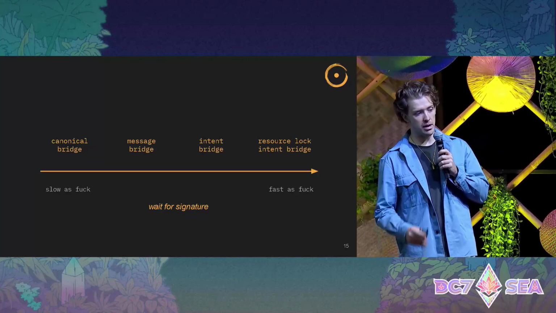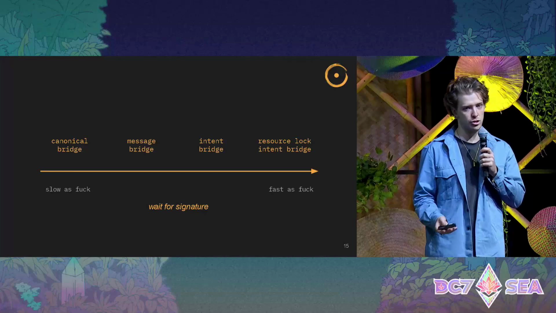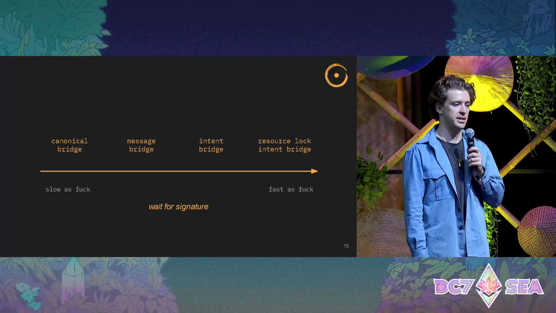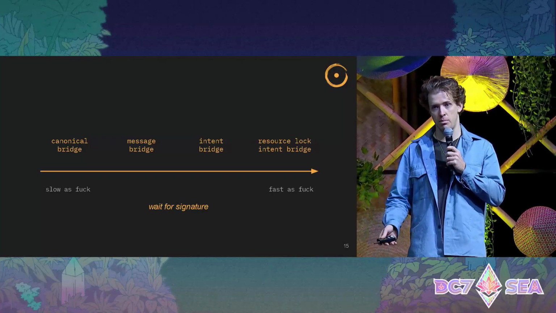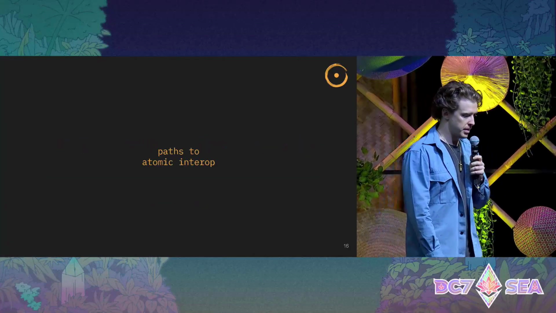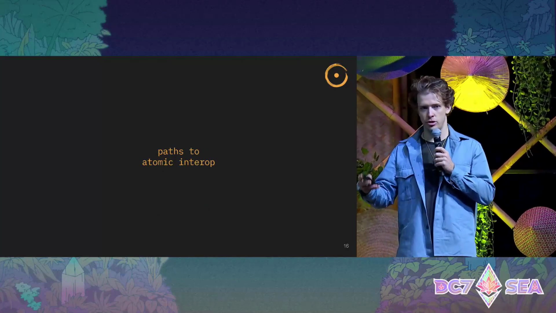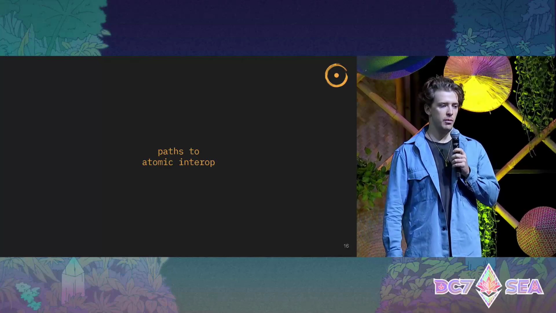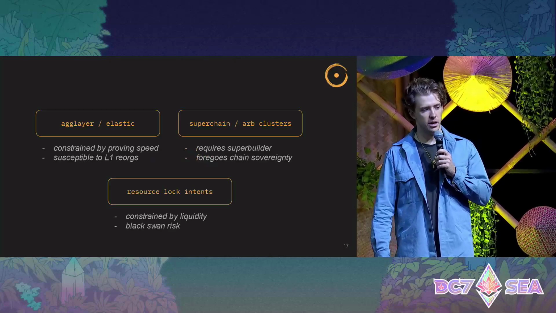And then resource locks take away that requirement for execution on the source chain and say, actually, all you need is a signature from the user, and you can automatically and instantaneously go and execute on the destination chain. So this is fundamentally the fastest way that you could do interop, because you're always operating at the destination chain speed. So this falls under the category of interop that we call atomic interop, or atomic execution interop, as opposed to atomic inclusion or atomic composability. And I want to compare it with some of the other approaches that are being discussed for atomic interop.